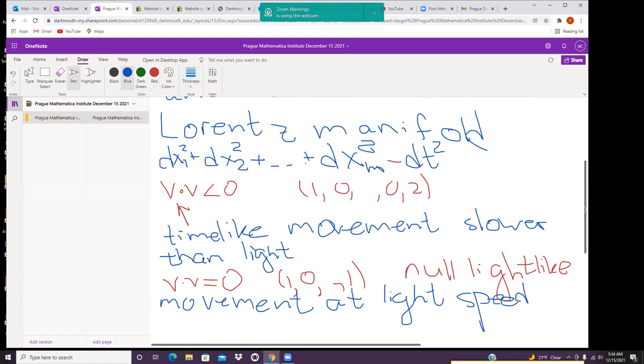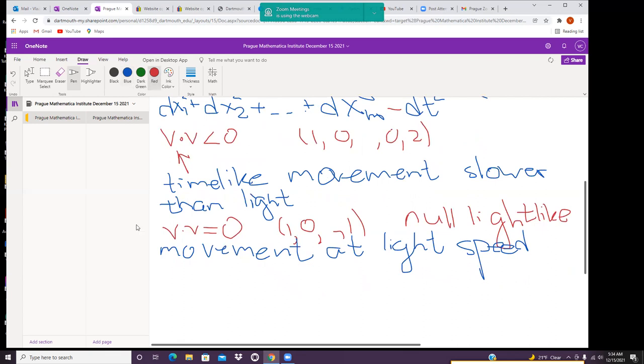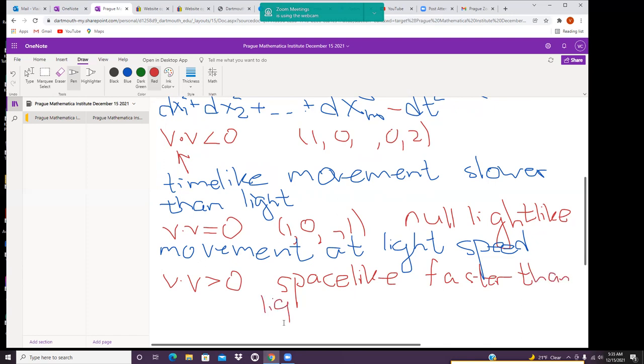And then there are vectors whose dot product with themselves is positive. So v dot v is greater than zero. They are called space-like, and they represent movement faster than light. So they're not physically possible, because Einstein teaches us that the fastest substance in the world is light. So if you move faster than light, then you cannot move at all.